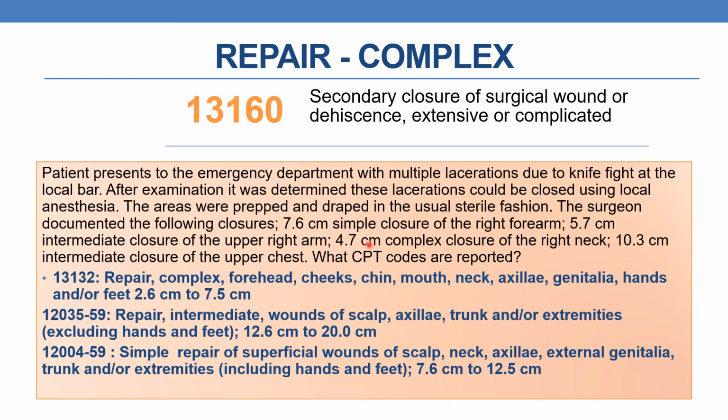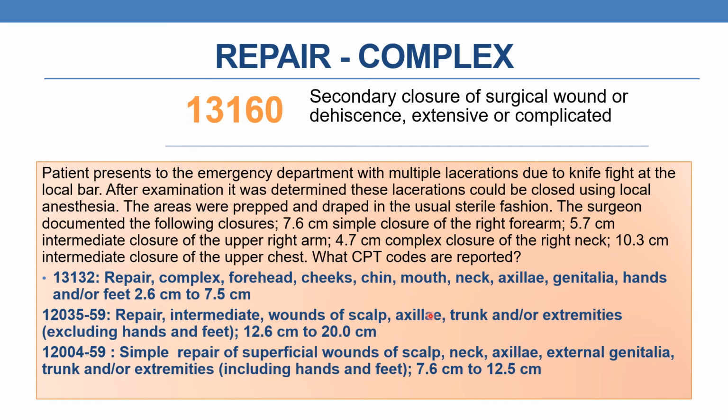The next is intermediate closure. Here you have 2 intermediate closures. The first one is 5.7 centimeter intermediate closure of right upper arm. And the next is 10 centimeter intermediate closure of right upper chest. So 5.7 plus 10.3, so that comes under 17 centimeters. So for intermediate repair, the appropriate CPT is 12035 along with 59 modifier.